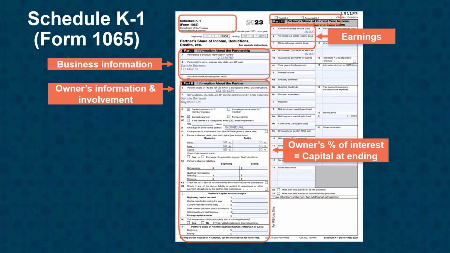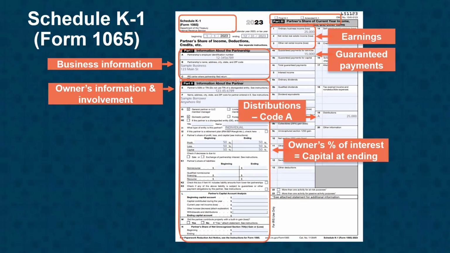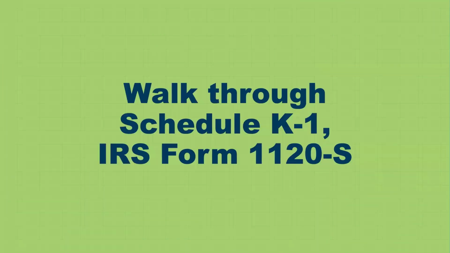Partnership earnings will be reported in lines 1 through 3. Guaranteed payments are next and will be allocated as per the partnership agreement. Distributions on Schedule K-1 Form 1065 will be found on line 19, coded as A as in Apple. Moving on now to look at Schedule K-1 IRS Form 1120S.